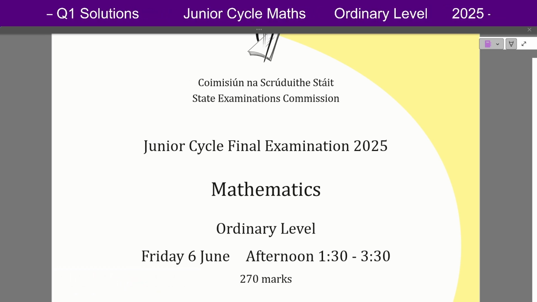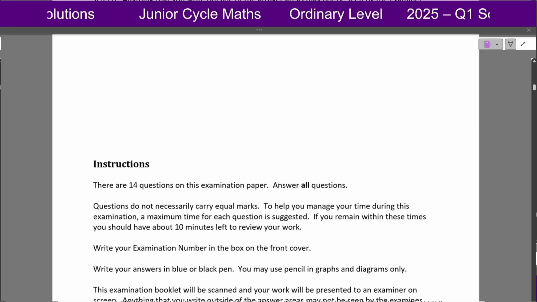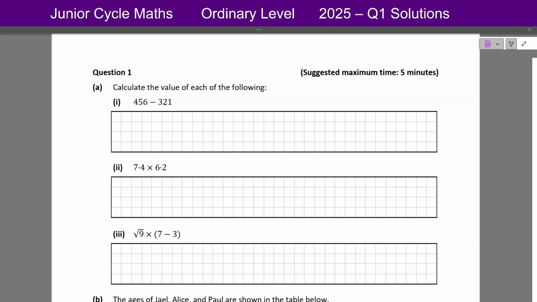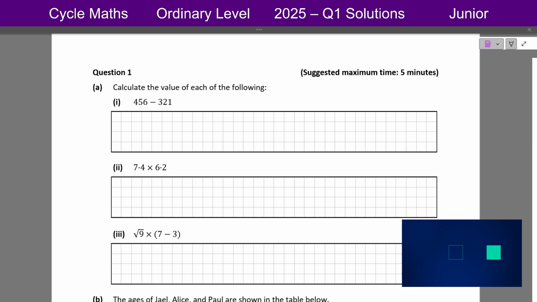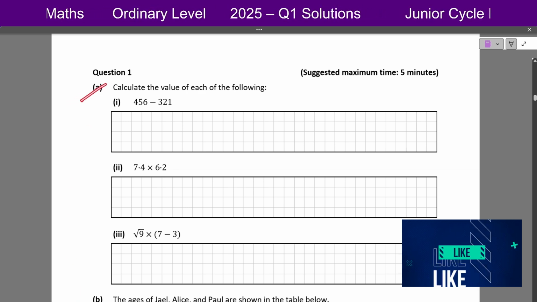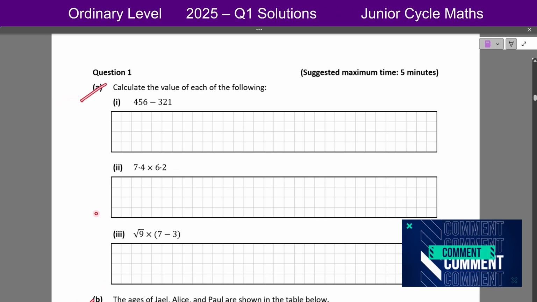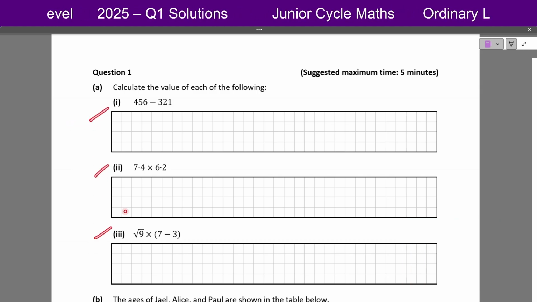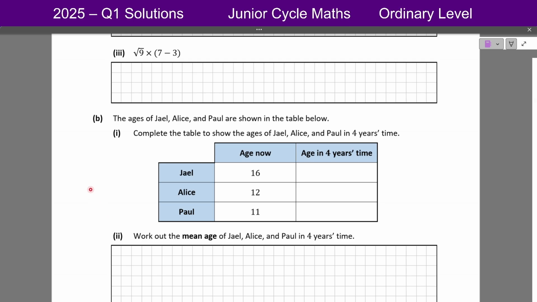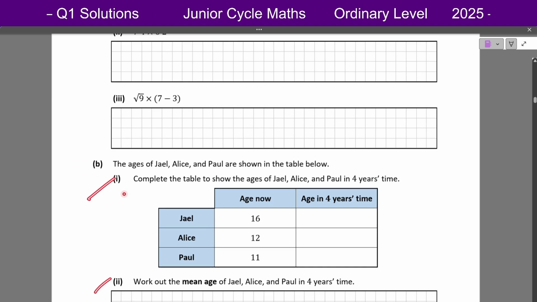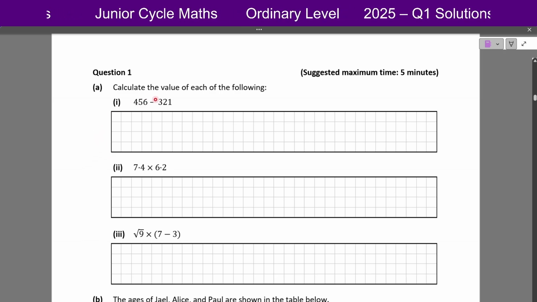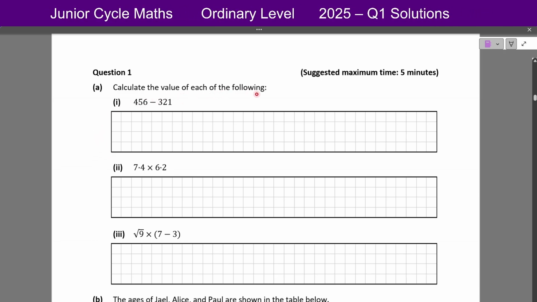Okay, so as we see here, here is Q1. In Q1 we have two sections, section A and section B. In section A we have 3 parts, and in section B we have 2 parts only. In section A, it says that we need to calculate the value of each of the following.